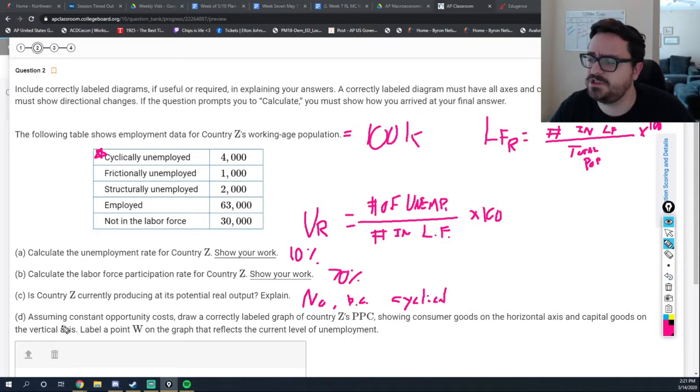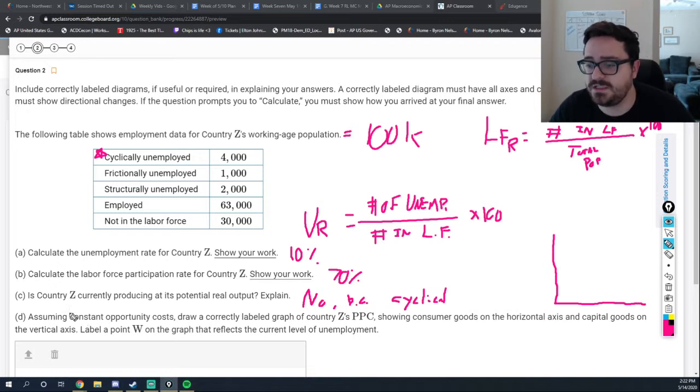Last part, assuming constant opportunity costs, draw a correctly labeled graph of their PPC, showing consumer goods on the horizontal, capital goods on the vertical, and label a point W that represents the current level of unemployment. This is a question that showed up on one of our FRQs. I think it was on an FRQ test, actually. People were like, yay, an easy one.